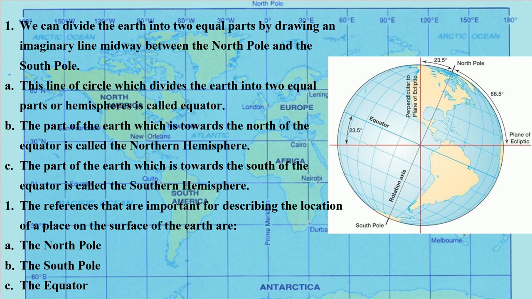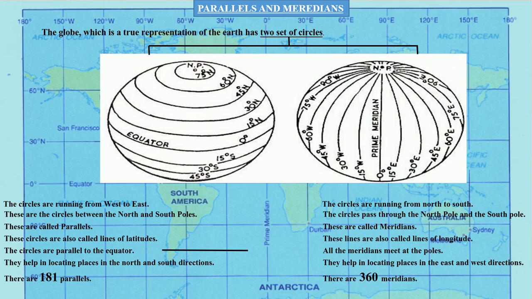Let us move on to parallels and meridians. As you can see here, there are two diagrams. The globe, which is a true representation of the earth, has two sets of circles. In the very first set, the circles are running from west to east, between the North Pole and the South Pole. As you can see, they are equidistant, at equal distances from each other. That is why they are called parallels.